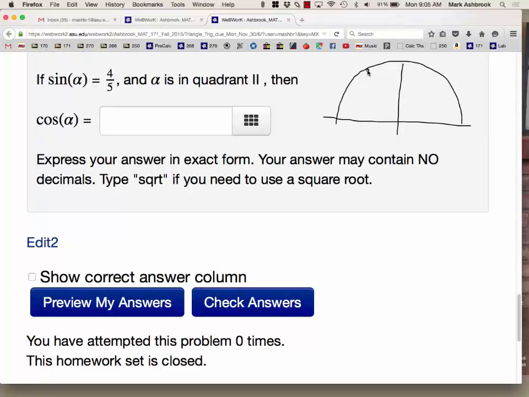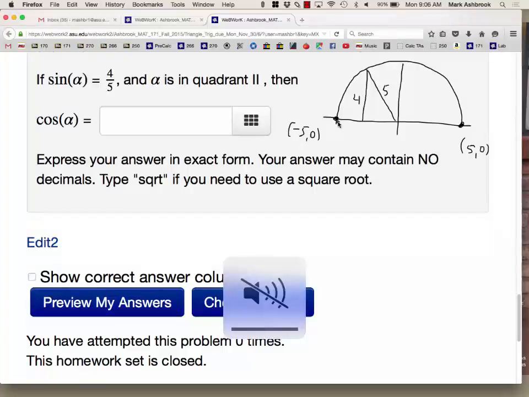So might be something like where this would be the opposite side. So that would be like, we could say that's like 4. And the hypotenuse is like 5. So this would be a circle of radius 5. So this is 5, 0. A negative 5, 0 over here. Okay, and so then we would be talking about this angle right here, alpha.